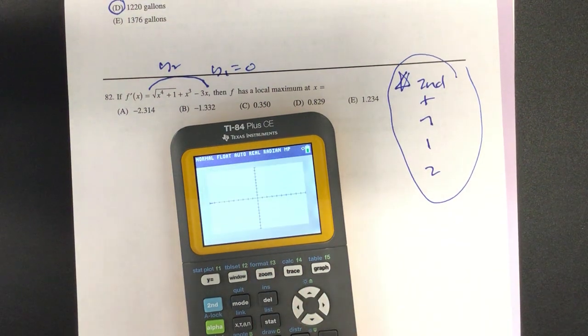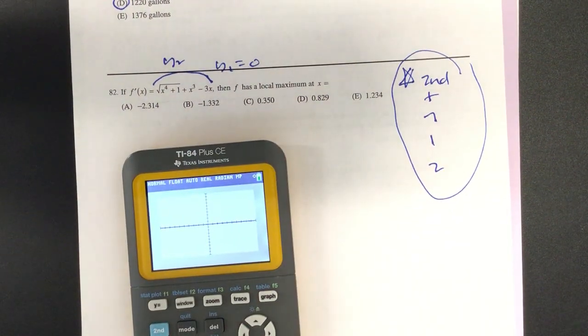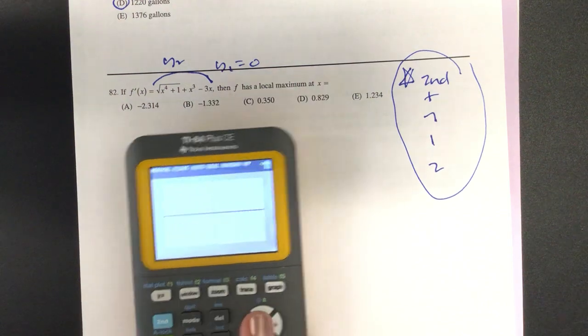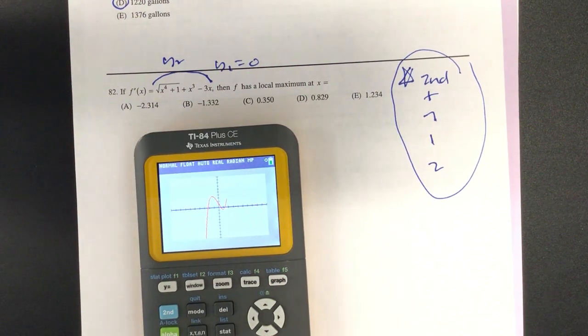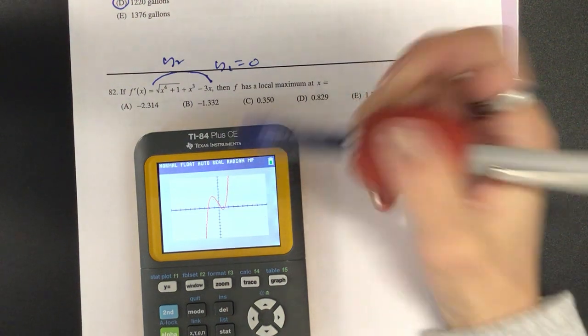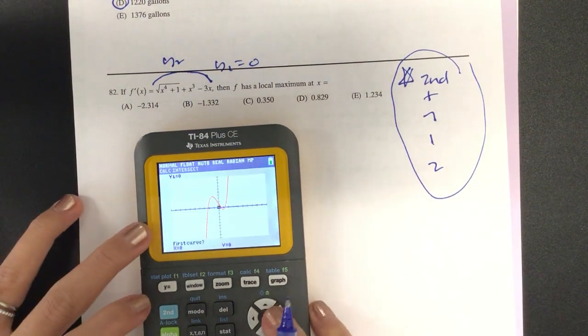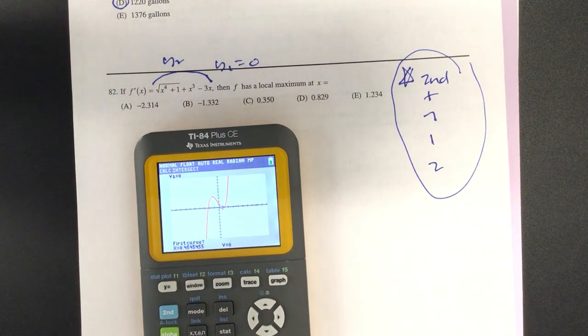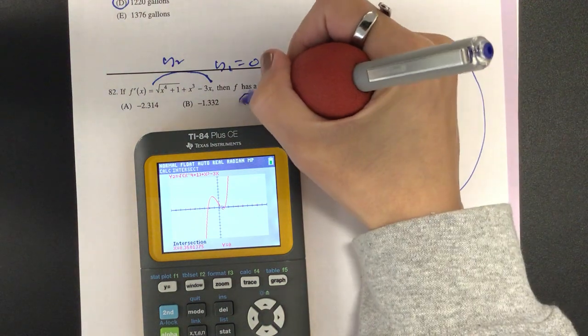All right, at Zoom 6, let's see what the graph looks like, and I'm looking for positive to negative. So would you agree we're going positive to negative right here? Okay, I'm going to go second calc, 5, and hover pretty close to it. And when I press enter 3 times, what answer choice satisfies? I heard C. Very good.